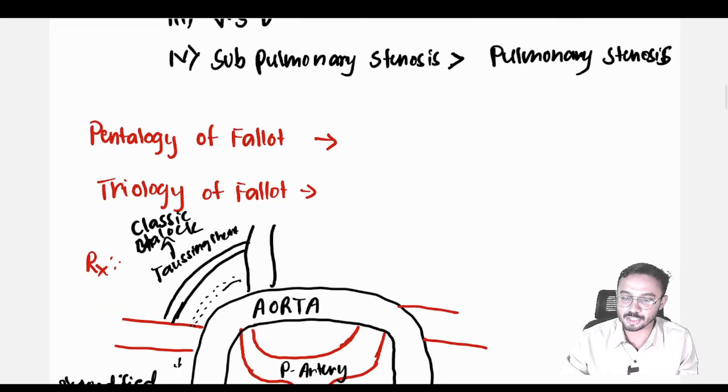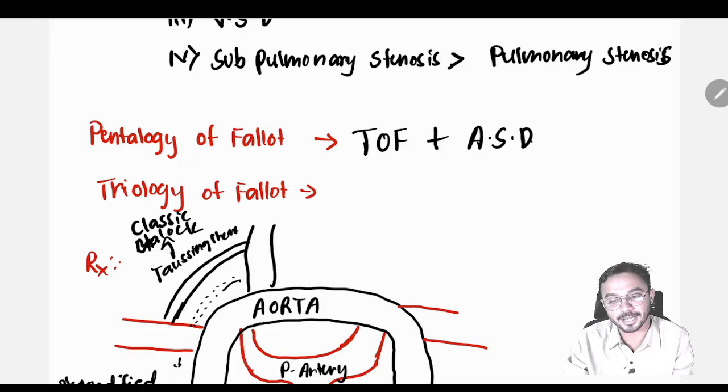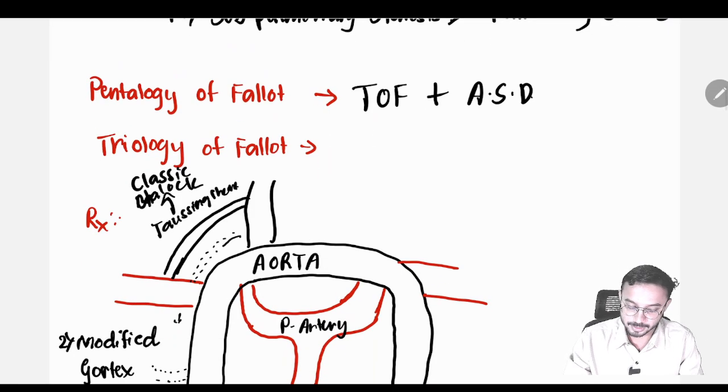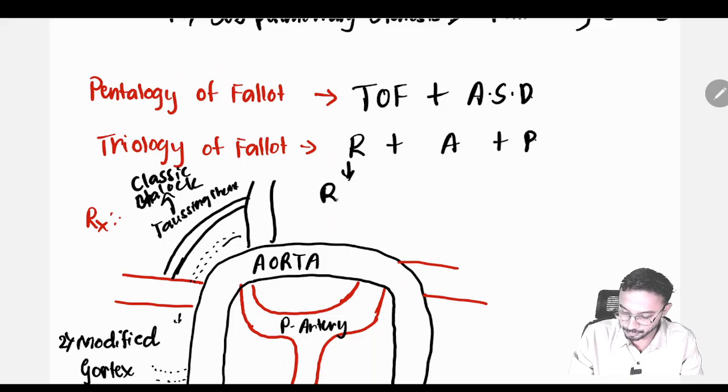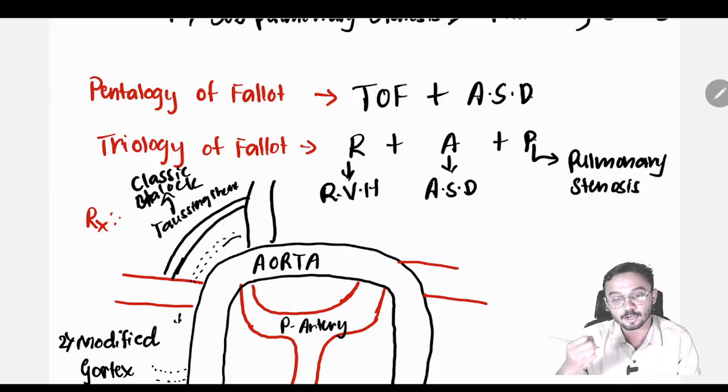In pentalogy of Fallot, what do you mean by this? Penta means 5 components. For tetralogy of Fallot, if you add atrial septal defect, you will get pentalogy of Fallot. And what is trilogy of Fallot? RAP. R stands for right ventricular hypertrophy, A stands for atrial septal defect, P stands for pulmonary stenosis. So this is about trilogy of Fallot. These are all the components you should know for your exam.